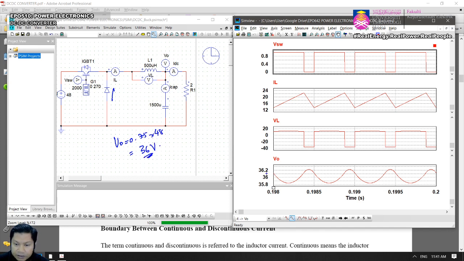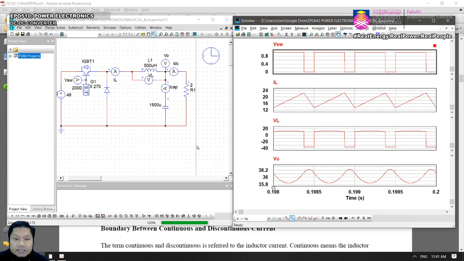So look at this. This is a small ripple there, and if I do the measurement and take the average, it will give me the value of 36 volt. And this corresponds to the derivation of the equation that we have just now. During continuous inductor current, the output voltage equals D multiplied by Vin.